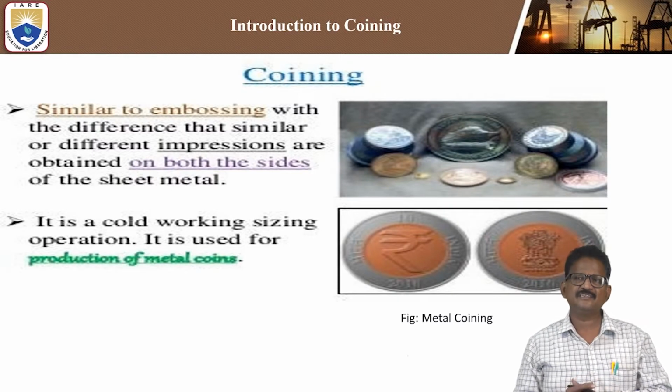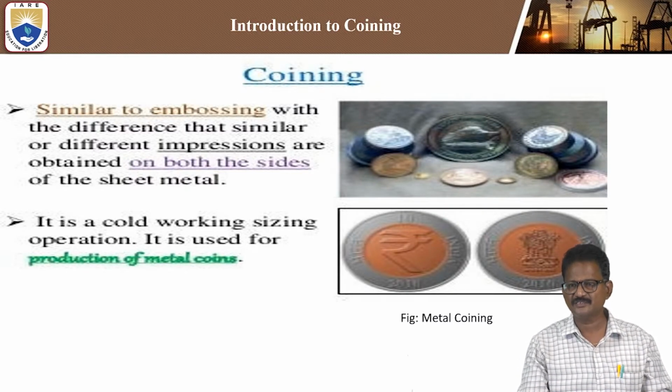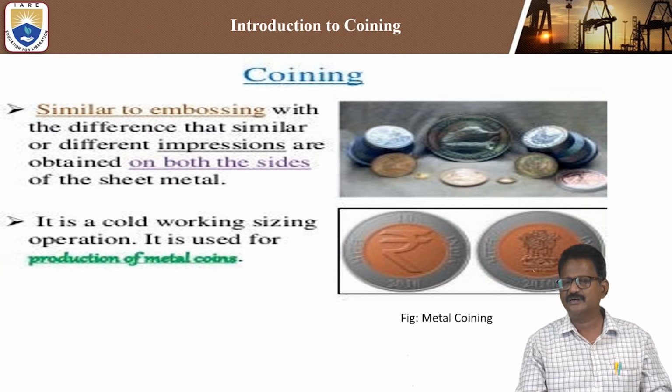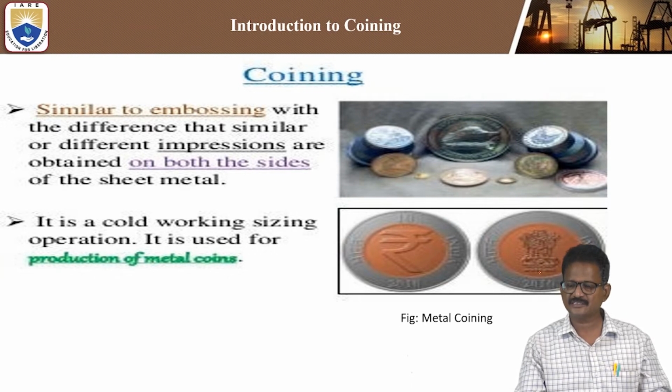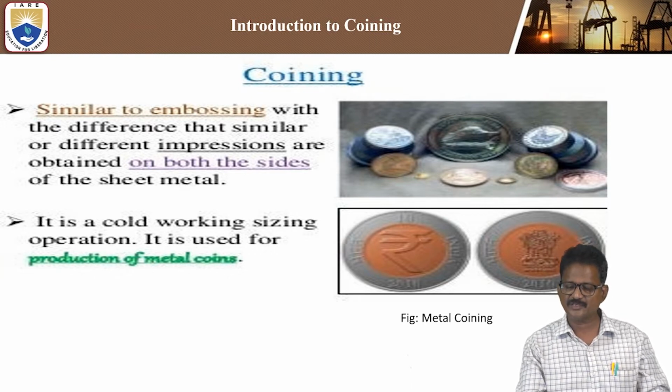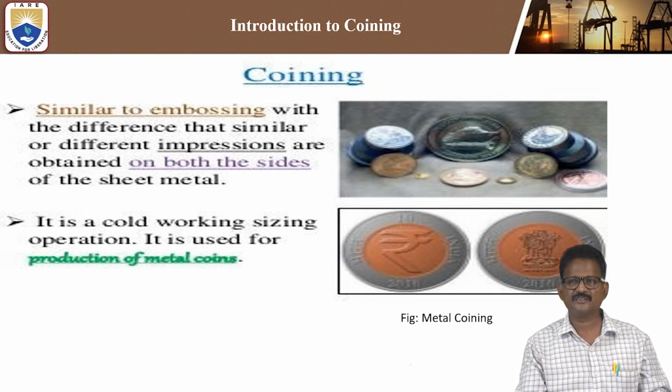Now let us see another interesting example. This is a 1 rupee coin. This is the symbol, the symbol of three lines. This is the government stamp. This is the 10 rupee coin. It is now banned, though only some states, such as Tamil Nadu, are still using these 10 rupee coins.